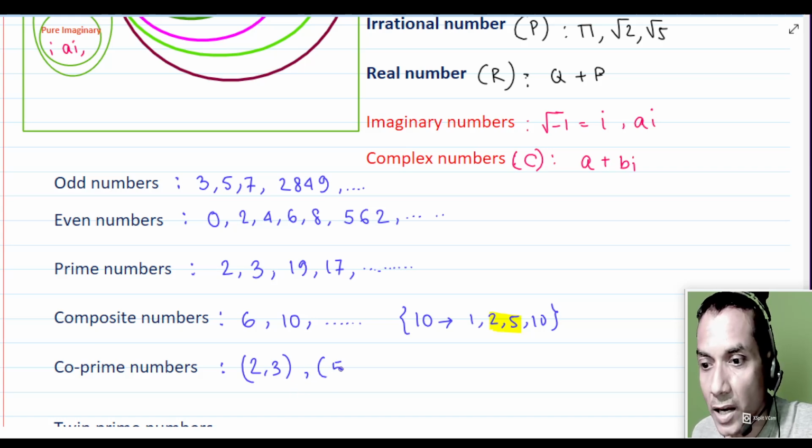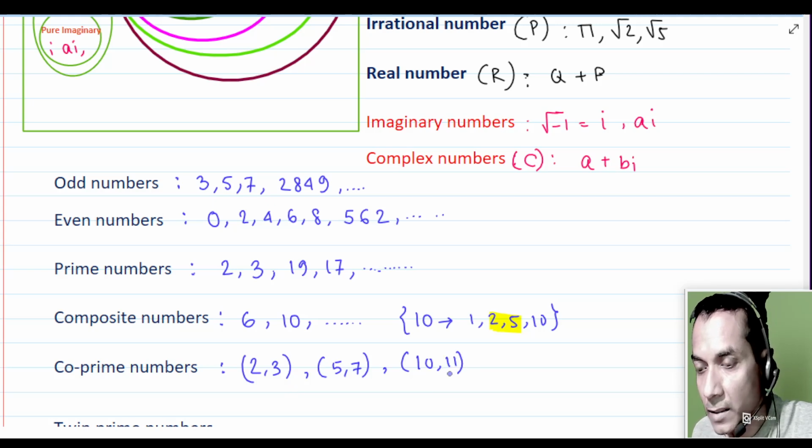Similarly, if I told you 5 and 7, there is no number other than 1 that divides both 5 and 7. Correct? So that is the reason they are co-prime numbers. But if I told you, for example, 10 and 11, here 11 is a prime number, but 10 is not a prime number, yet the pair is actually co-prime, because no common factors are there for this pair of numbers.